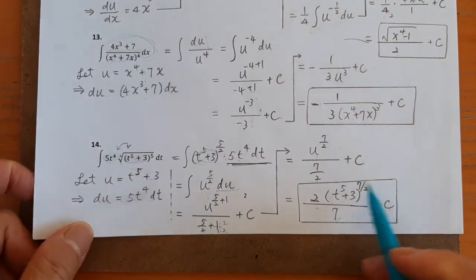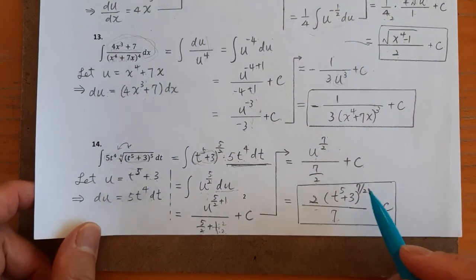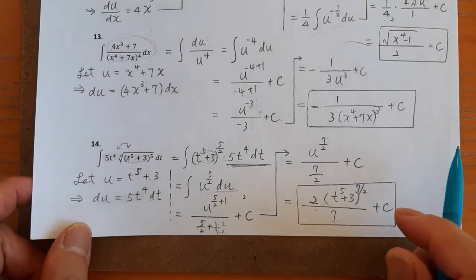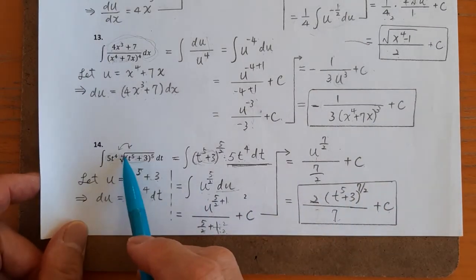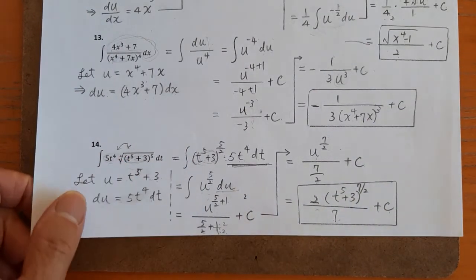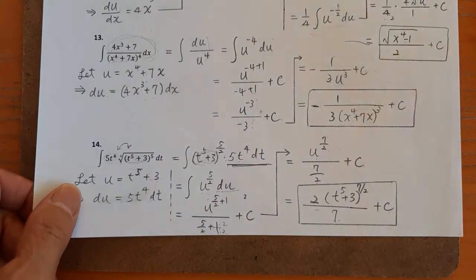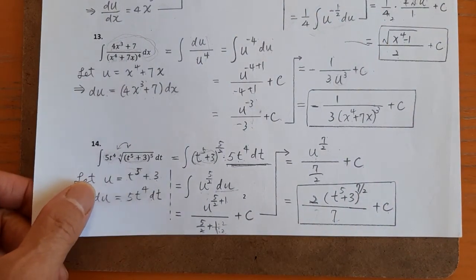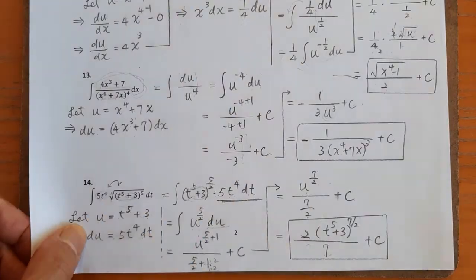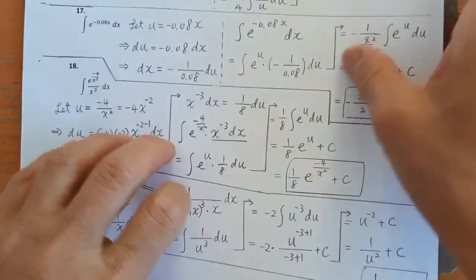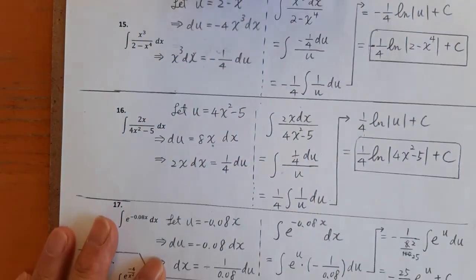So you leave answer as exponential form, positive exponent. And you don't need to change back to radical form. You can leave answer with positive exponential form. And don't go back to radical. Next question. Question 15.